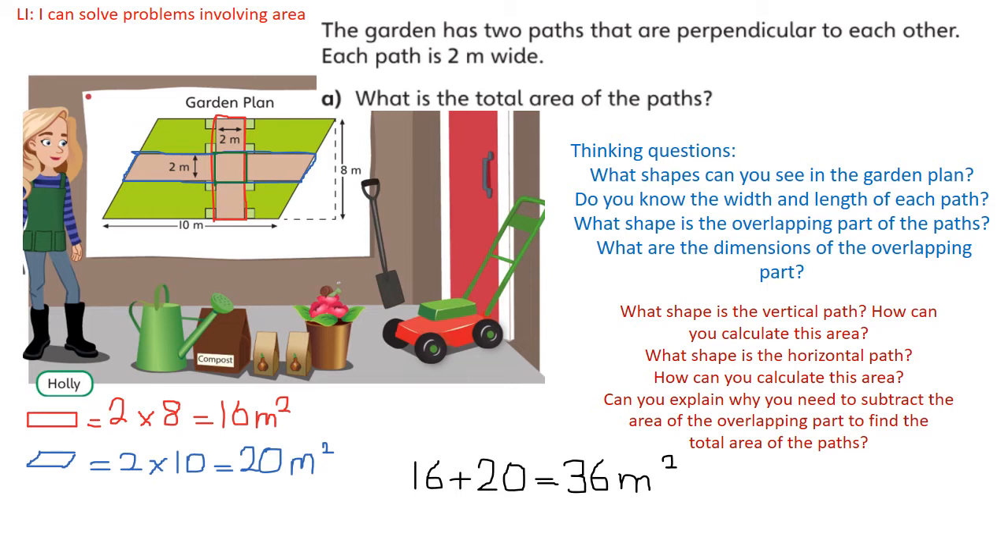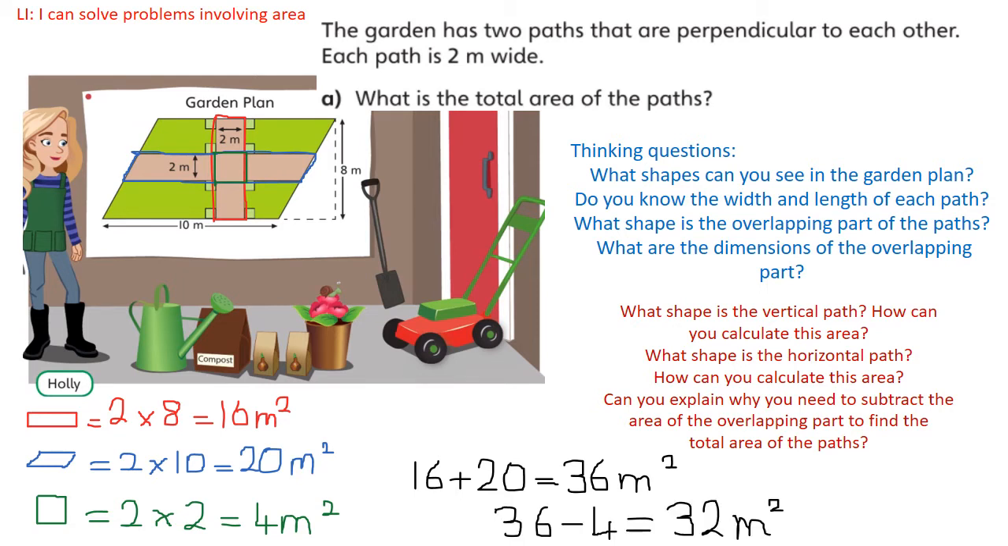So it looks like it's a square to me because I can see that one of my sides is 2 metres and the other side is 2 metres. So 2 times 2 is going to give me 4. I've put centimetres there. I mean metres, don't I? Metres squared. So if I've got 36 metres squared, I can now take away my 4, which gives me 32 metres squared.